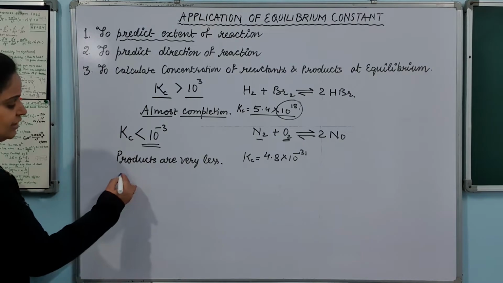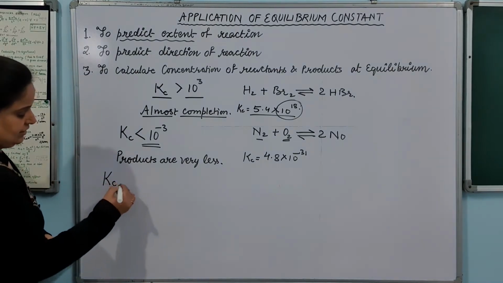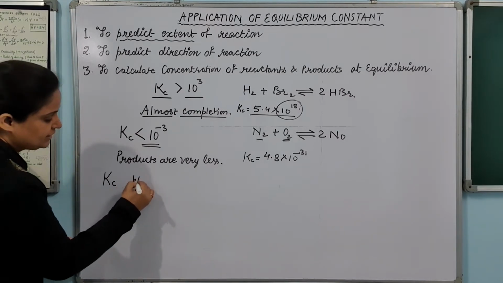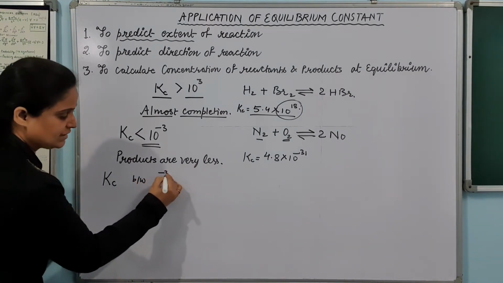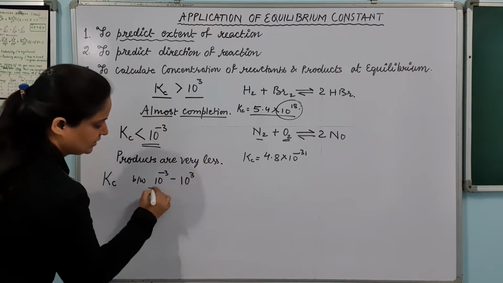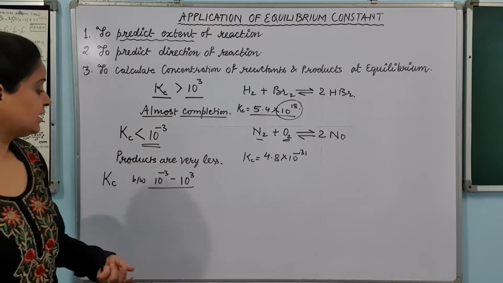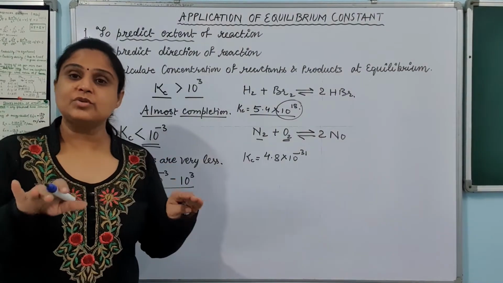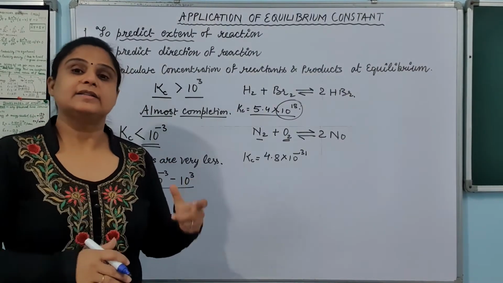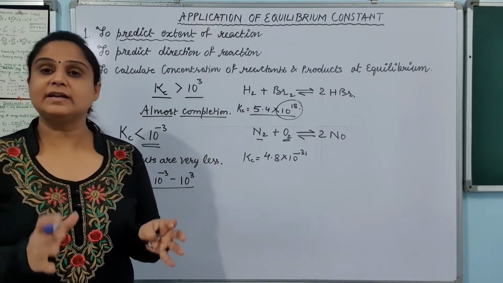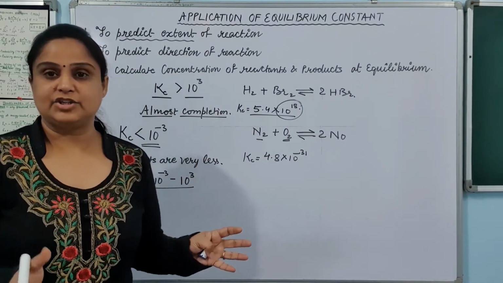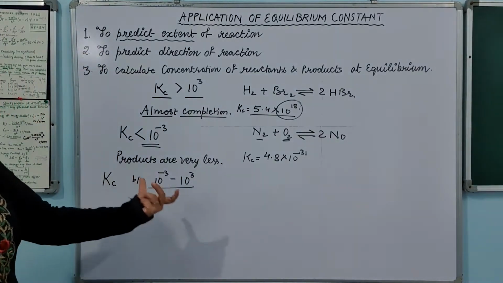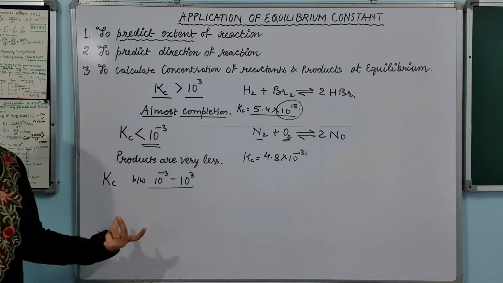Next, if the value of Kc is between 10 raised to power minus 3 and 10 raised to power 3, what can we say about the reaction? We can say that the reaction is going on and it is almost at equilibrium, and the products and the reactants are in comparable concentration. So the concentrations of the reactant as well as the product are almost comparable. काफी दोनों का amount बराबर है.